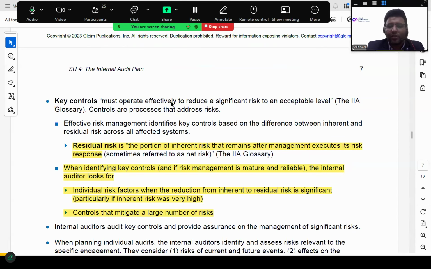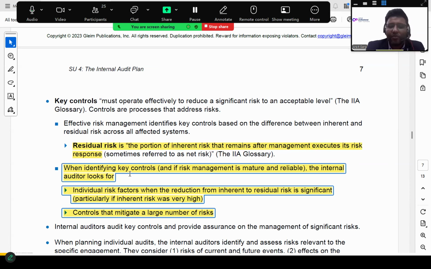Key controls must operate effectively to reduce a significant risk to an acceptable level. Controls are processes that address risk. Effective risk management identifies key controls based on the difference between inherent risk and residual risk across all affected systems. What is residual risk, people? Residual risk is the portion of inherent risk that remains after management executes the risk response. It is also known as net risk.